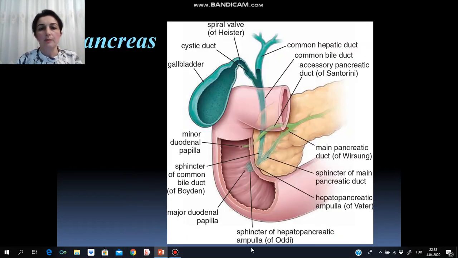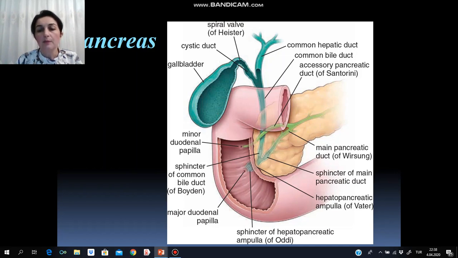Now let's come to the pancreas. As we know, the pancreas here has an uncinate process, then it has a head, then body and tail.